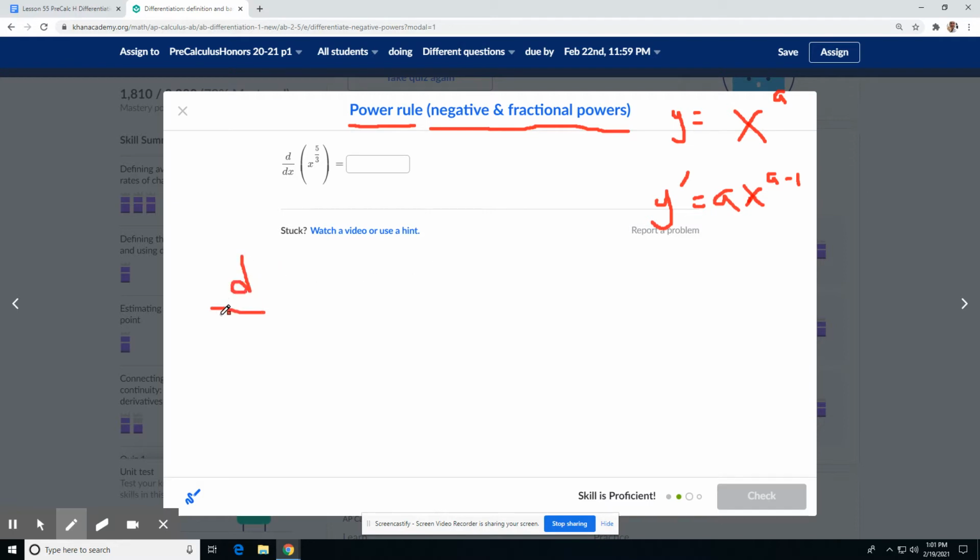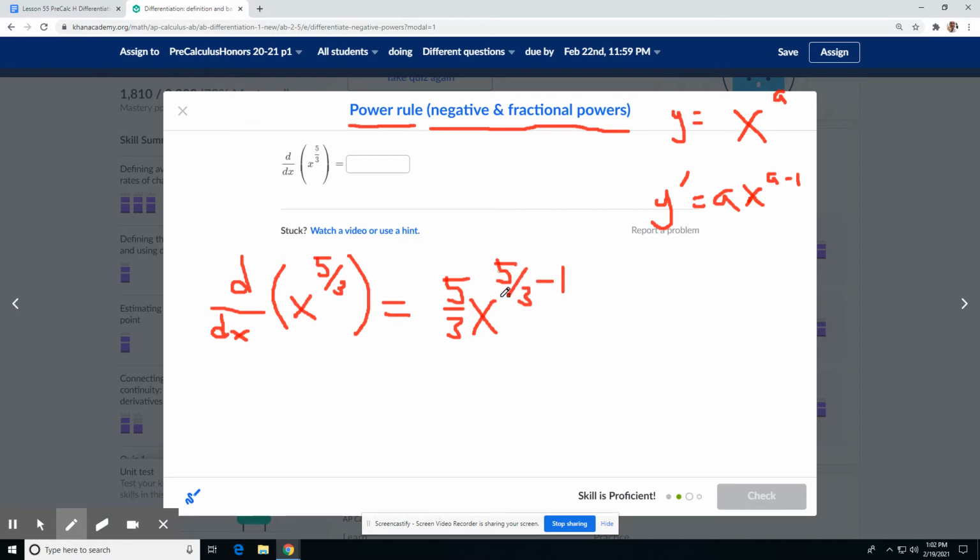So d/dx of x to the 5/3. And remember, this is to the 5th power and cube root. So remind yourself what fractional powers mean, because sometimes they throw those at you. When you do the derivative, the exponent moves out in front. So 5/3 moves out in front, x, and then 5/3 minus 1.